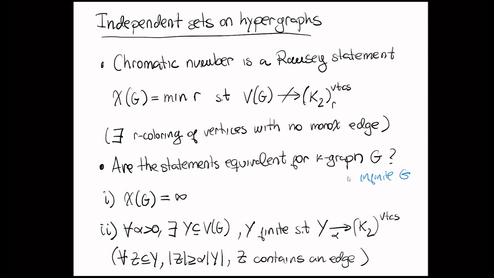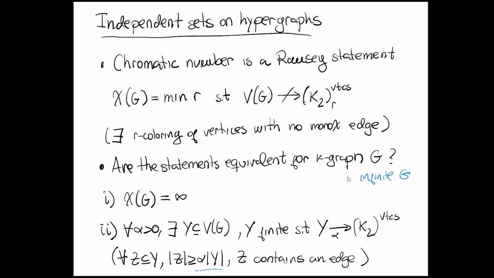But the density statement here would be that you give me an alpha proportion, right? And I say that there exists a finite subset of vertices Y such that there is no independent set of size alpha times Y. Whenever I take an alpha proportion of Y, I'm going to find an edge. Okay. Does it make sense? It's maybe a little bit convoluted way to say it.